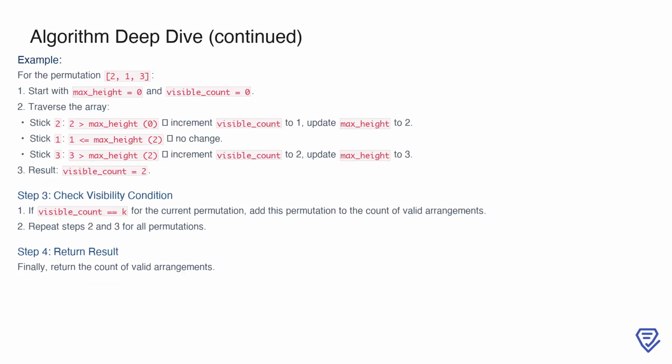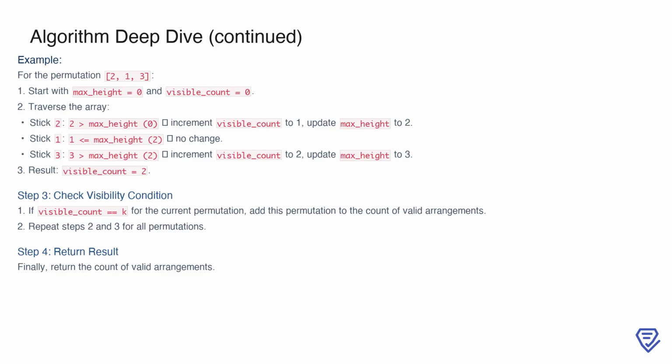Consider the permutation 2, 1, 3 as an example. We start with a max_height of 0 and a visible_count of 0. As we traverse the array, the first stick is 2. Since 2 is greater than the current max_height of 0, it is visible. We increment the visible_count to 1 and update max_height to 2.